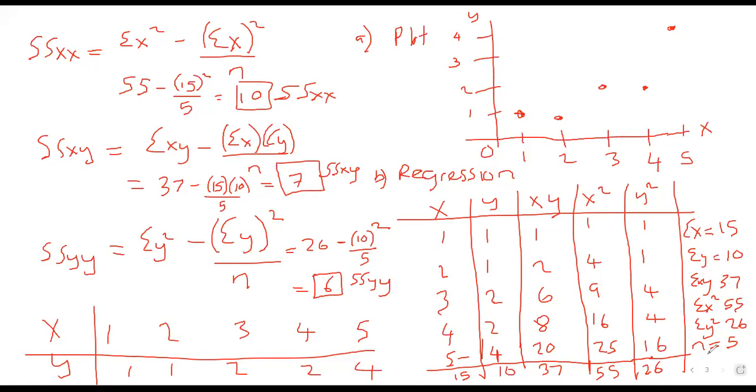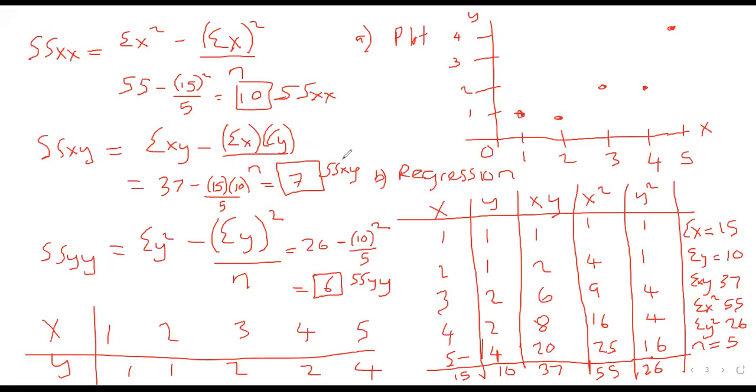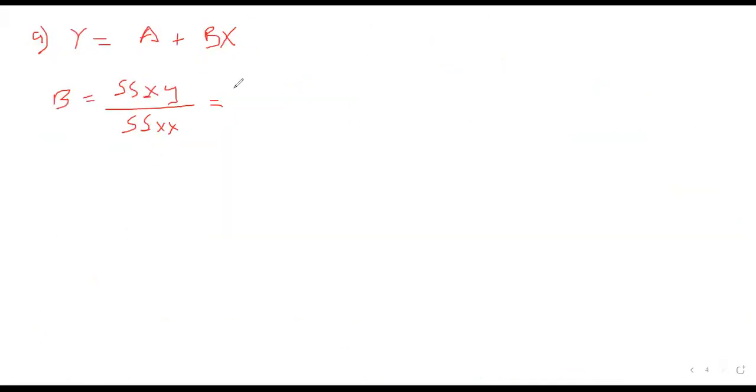All right. So to find the regression equation, we know that y is equal to what? A plus bx. So we need to first find our b before we find our a. Our b is sum of square xy over sum of square xx. From our calculation, what was our xy? Xy was 7, and our xx was 10. So we have 7 divided by 10, which gives you 0.7.